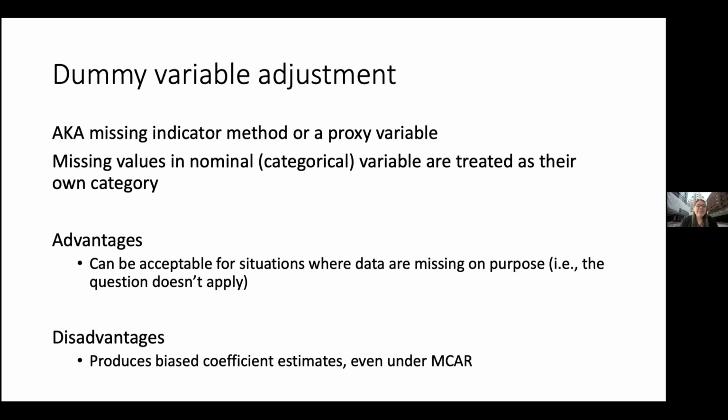So there's some advantages to this method when we have a situation where the data are missing on purpose. So say you're asking about someone's spouse and they're not married. So that question didn't apply. This actually can be an acceptable way to handle the missing data. If the data are truly missing, however, you end up creating biased estimates, even under MCAR, because you think about the heterogeneity in the people who are missing. If we just group them all together, that's not necessarily the most valid way to do this.